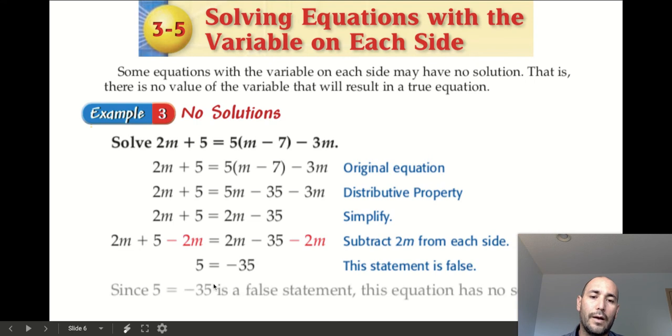So therefore, in this problem, this equation has no solution. There is no value for m that would ever make this a true statement. So this would be an example of a problem that has no solution. So again, you know this when you get two sides that are in fact false, not equal.